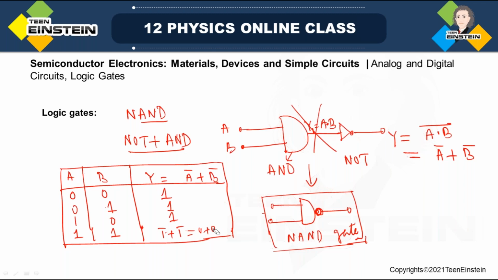So for 1 1, when both the switches are on, you will not get 1 in output, you will get 0 output. So in the NAND gate, when both the inputs are at high state, then output will be 0.